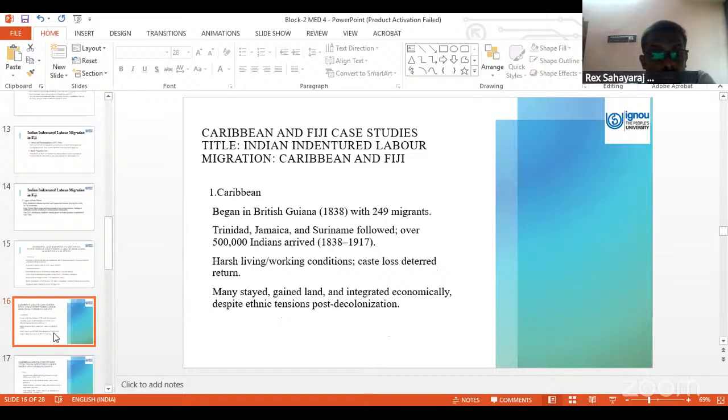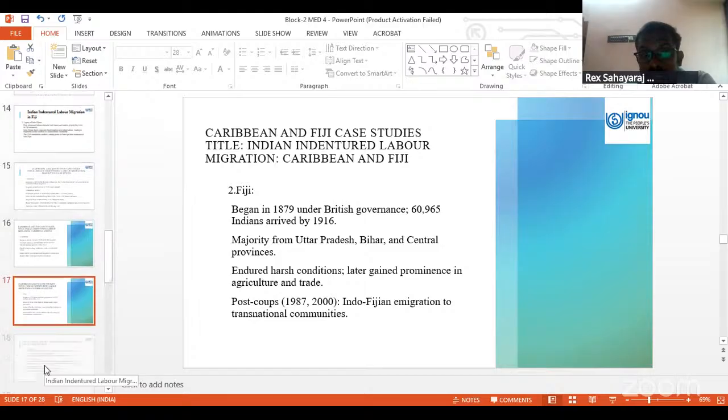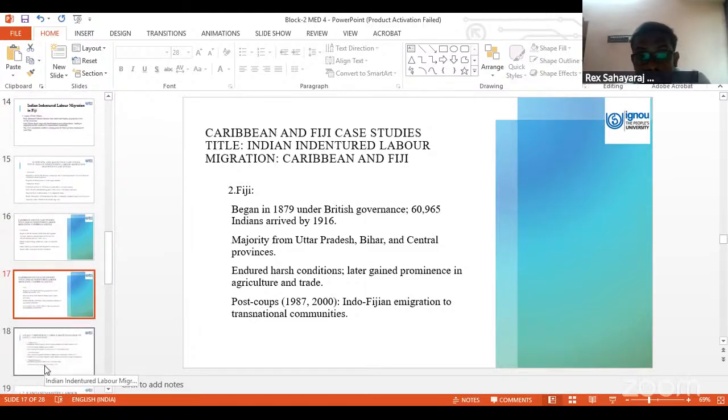So we have seen the Caribbean and Fiji. In the Caribbean, it began in British Guiana in 1838 with 245 migrants, and by 1917 we see around 5 lakhs. Harsh living and working conditions and cash flows deterred return. Many stayed, gained land, and integrated economically despite ethnic tension post-decolonization.